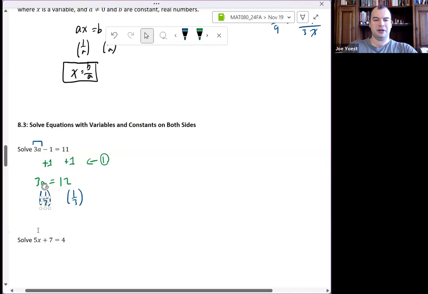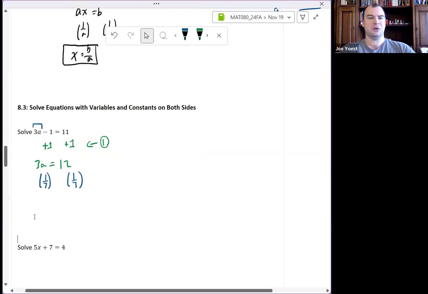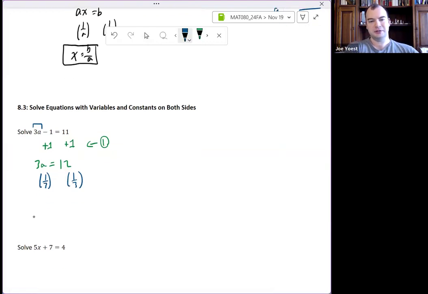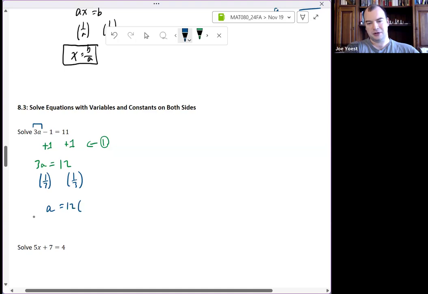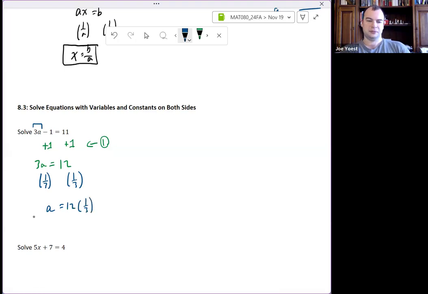So I've isolated my variable term. I'm now working to isolate the variable itself. 3a times 1/3 gives me a. And on the right-hand side, I have 12 times 1/3. I've done that equation solving step. Is there anything I can simplify? Sure, 12 times 1/3 is 12/3 or 4. Do I need to do anything further? No, this is the solution. a equals 4.